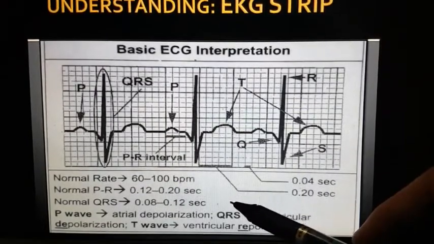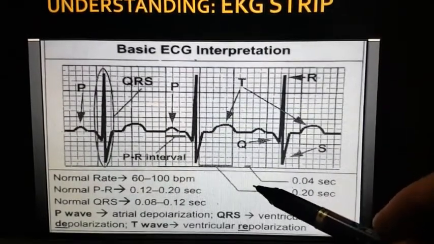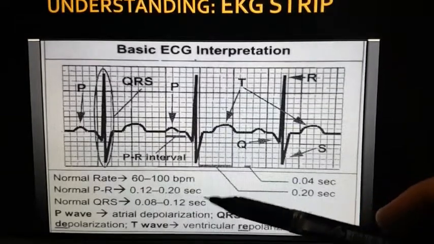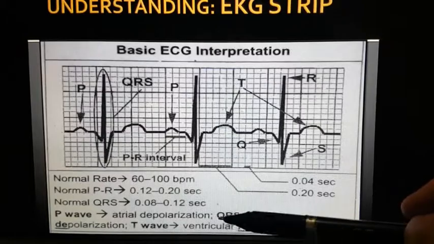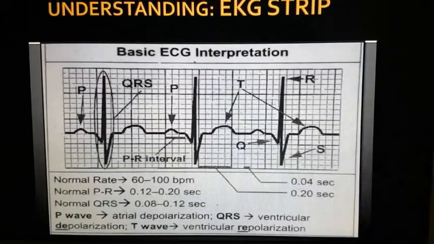Now, why is it important for us to identify this? Because remember, part of your ECG reading is to check the PR interval and the QRS complex. By the way, the normal heart rate of the patient ranges from 60 to 100 beats per minute. If the heart rate is more than 100, you call that tachycardia. If the heart rate is less than 60, you call that bradycardia.